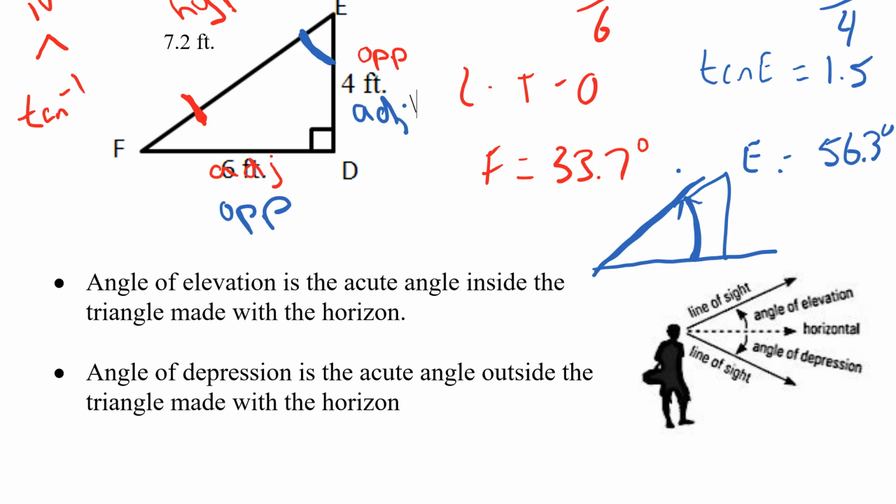Now the angle of depression is a little bit different. It's the acute angle outside of the triangle made with the horizon. The angle of depression will always start off flat and go down.